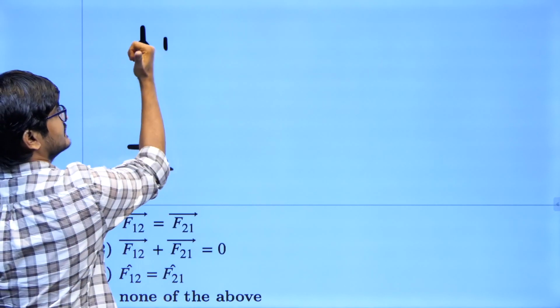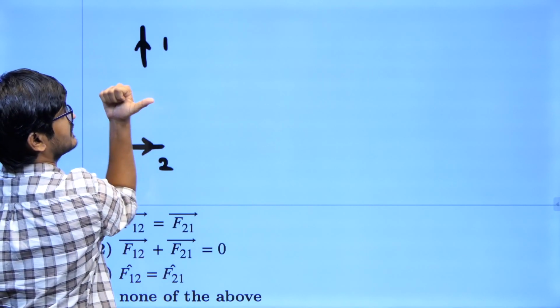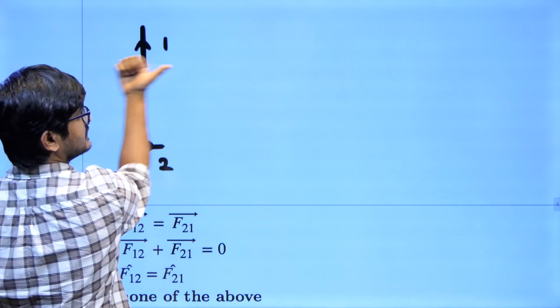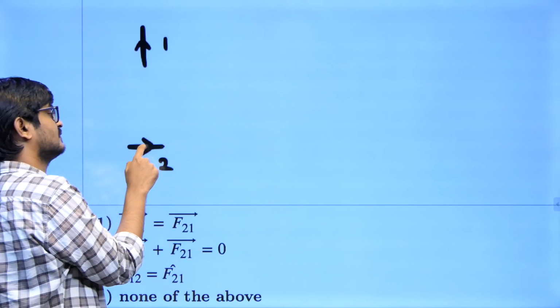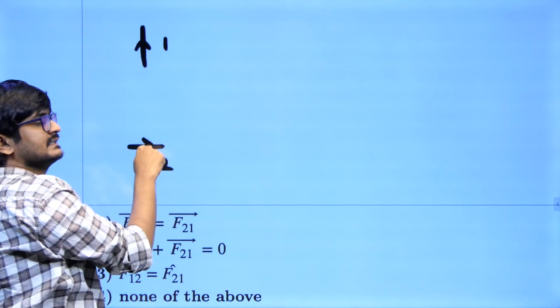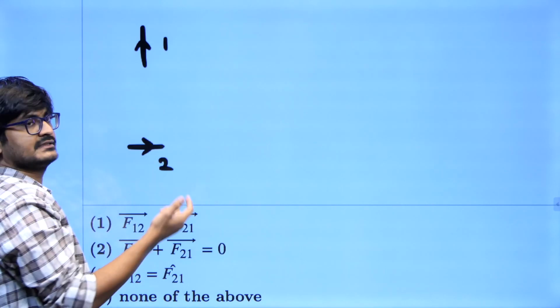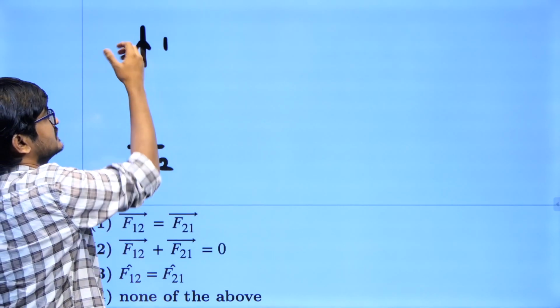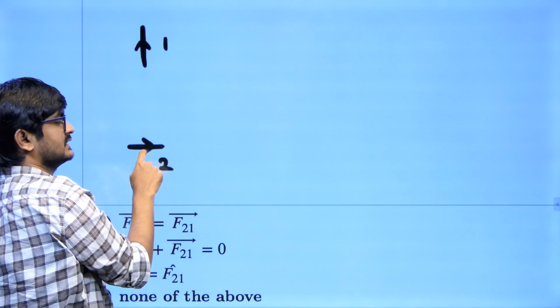So the magnetic field is in this direction. So L bar cross B bar, the force is in this direction. The force on this one is in this direction. Now similarly, if I want to find the force on this one, I need to find the magnetic field due to this one here. The magnetic field due to this one here is 0 along the line. So if the magnetic field is 0, then the force is 0. You can see the force on this one is turning out to be in this direction. Force on this one is 0.